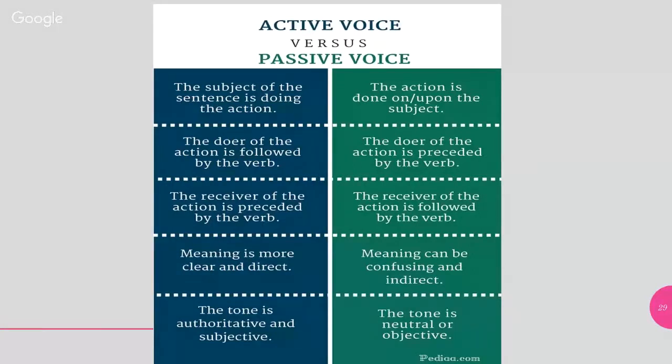Meaning is more clear and direct. Meaning can be confusing and indirect. The tone is authoritative and subjective. The tone is neutral or objective.